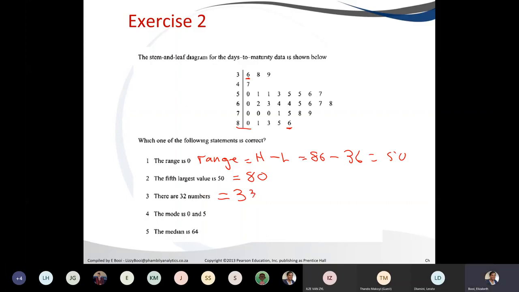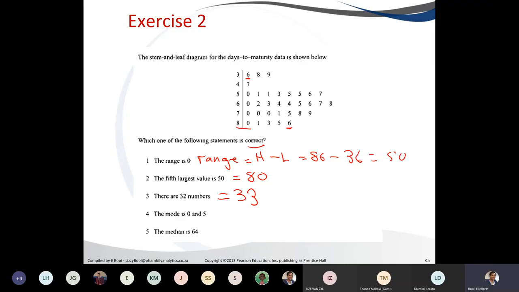I'm looking for the correct answer. Remember that? That's what we're looking for. And then it says the mode is 0 and 5. So we're going to discuss the mode on Saturday. Do I leave it for Saturday? Okay, because I need to find the answer for this question.